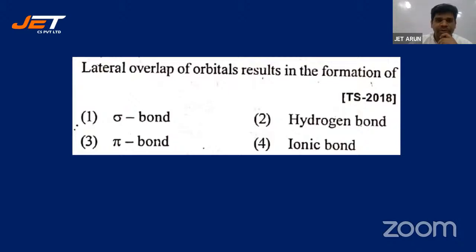Lateral overlap of orbitals results in the formation of which kind of bond? Sigma bond, hydrogen bond, pi bond, ionic bond. Lateral overlap of orbitals. Lateral overlap. Okay, now I'm getting 3, 3, 3. Rachana says 3. Jyoti says 3. Harshvardhan says 3. Ananta says 3. Fatima says 3. Rohini says 3. Vaishali says 3. Now everyone is answering 3 except one. Ananta says 1. Humera says 3. Shruti says 1. Lateral overlap, not end-on. Lateral. Pi bond. Almost all of you are right except one or two.